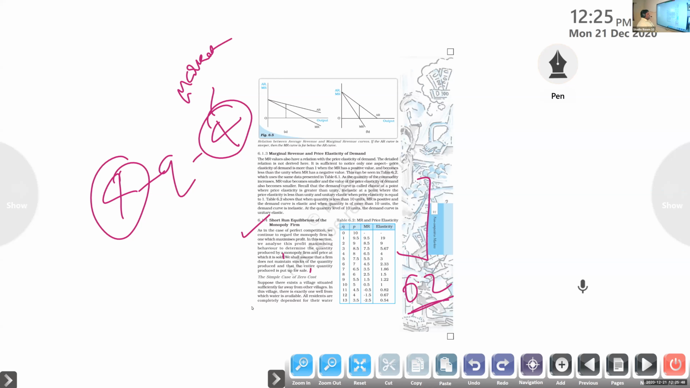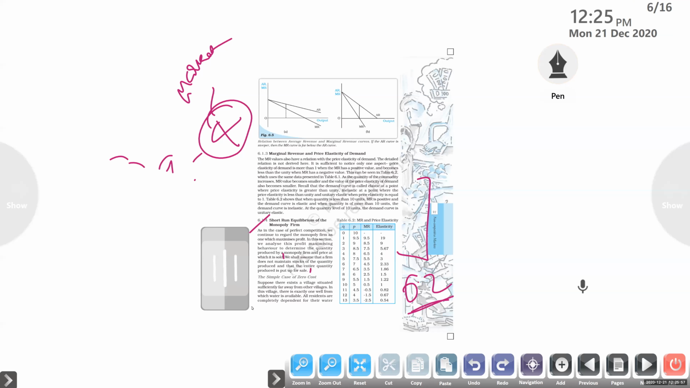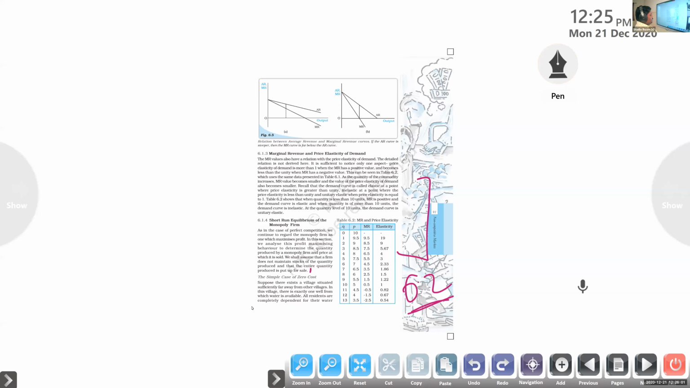We shall assume that a firm does not maintain stock of the quantity produced and that the entire quantity produced is put up for sale. Whatever quantity the firm produces, they will sell in the market to maximize the profit. So that is the assumption here. Don't think that anything is left with the firm as stock.